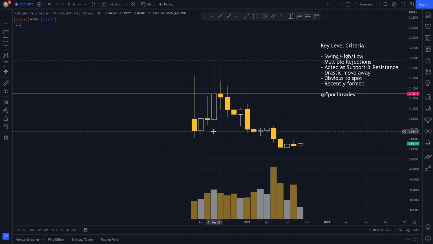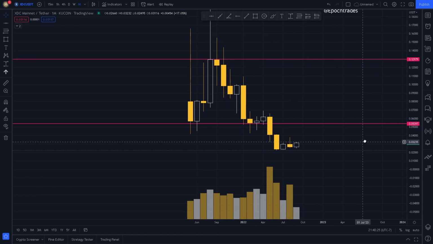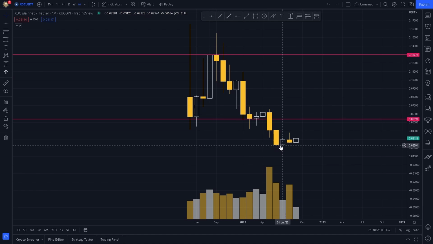And what we also see here is a key level where we had multiple rejections. 1, 2, 3, 4, 5, 6. So we also see price broke through this level and establishing a swing low. As we can see, we've had multiple months holding this level. So let's plot that in.